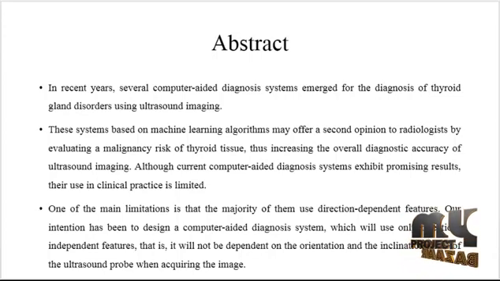One of the main limitations is that the majority of them use direct department features. Our intention is that all departments in the medical field can use this process to detect whether the liver is affected by disease or not. Hence, in this process we are using liver ultrasound images to detect whether the liver is affected by disease or not. If the liver is affected, the classification result should generate a report that it is affected by the disease.